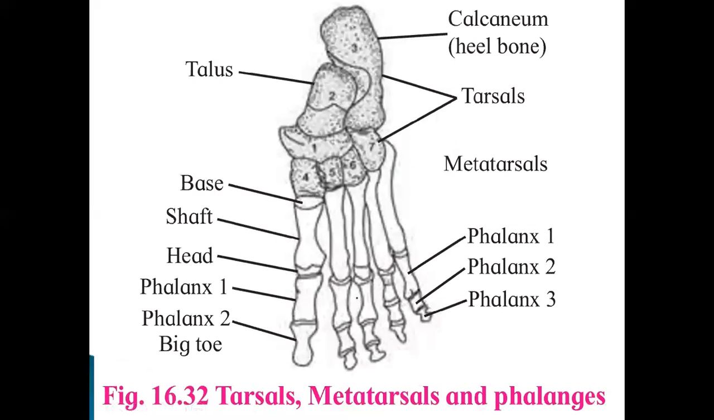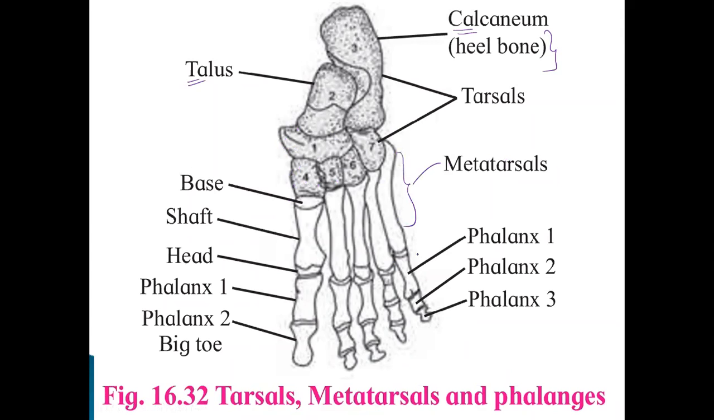After this we talk about the tarsals. So remember, tiger cubs need milk. So talus, calcaneum. Calcaneum is the heel bone. Then these are all the tarsals, basically 1, 2, 3, 4, 5, 6. We have median, intermediate, and lateral cuneiform. And finally, we have the last one that is called cuboid. These are all tarsals.